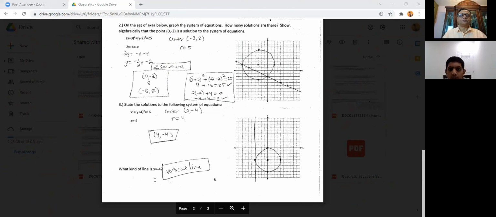Solution to the following systems of equations. X squared plus y plus 4 squared equals 16. X equals negative 4.